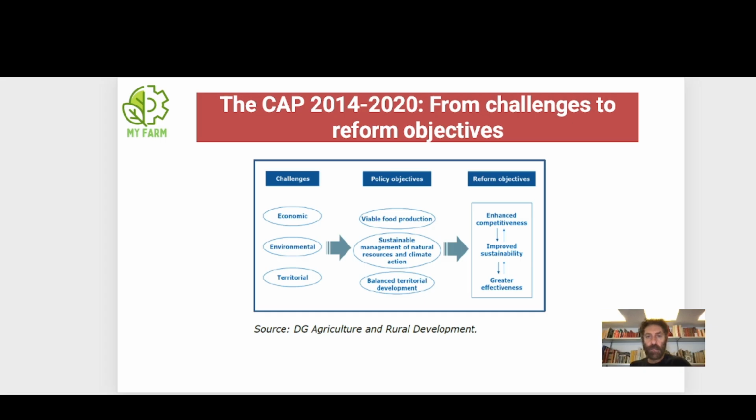These 3 challenges follow the policy objective. So viable food production still remains one important task for the economic challenges, but policy objectives linked to the environmental and territorial challenges become more and more important. So the objective of sustainable management of natural resources, climate action become even more important, and also the question of balanced territorial development, answering the question of the new member states coming into the European Union in recent years.